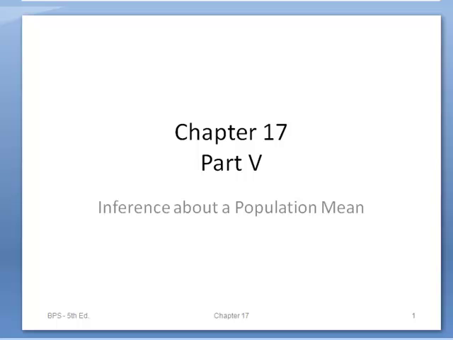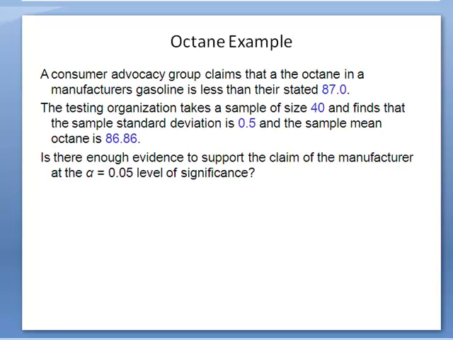Chapter 17, Part 5, Inferences about a population mean when the population standard deviation is unknown. We're going to continue on with doing some more examples, and then we're going to hopefully get into doing a paired t-test. So we continue on with looking at some examples.